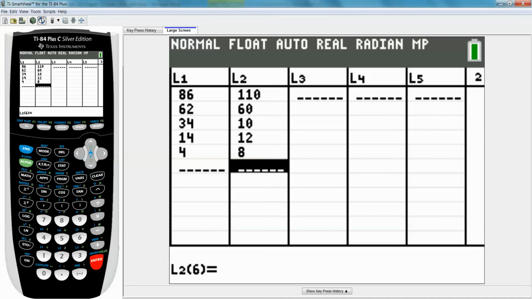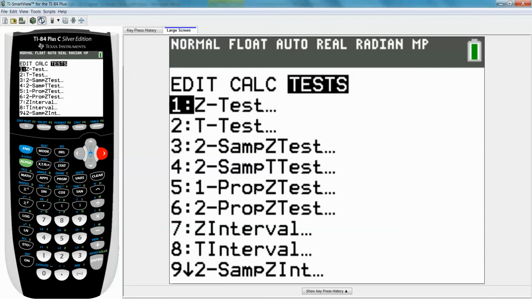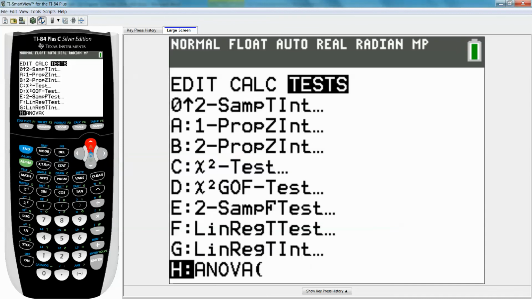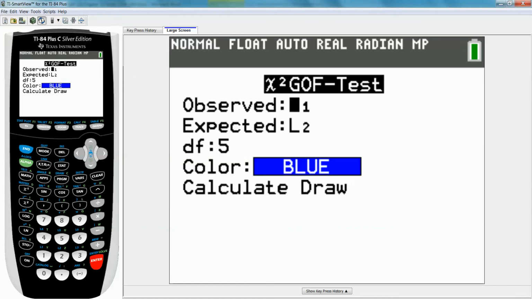All right, so then you go to Stat, Tests, and it's at the bottom. So actually, if you go up, you'll start at the bottom of the list, and it's right there: GOF, Goodness of Fit Test. So that's the one you want to do. Let me grab that. Letter D, enter. And it's asking, where's my observed, where's my expected?